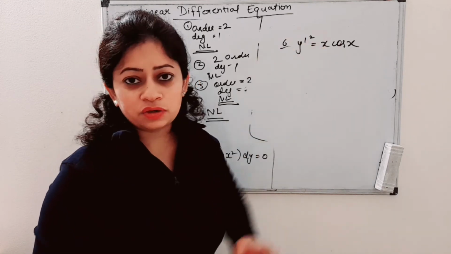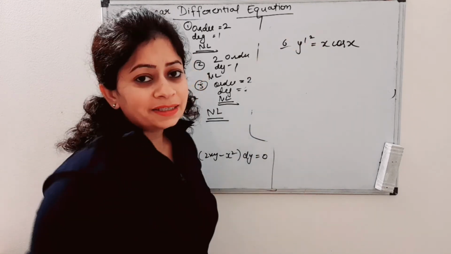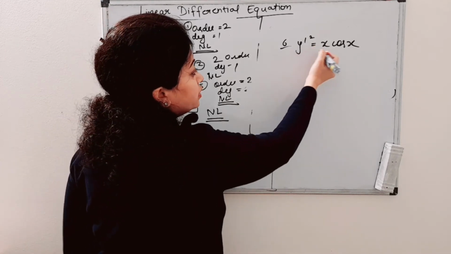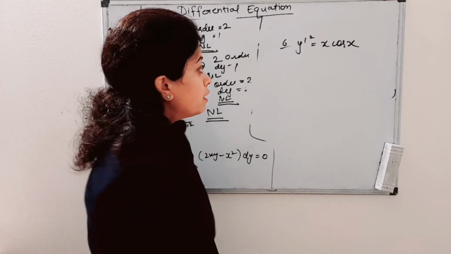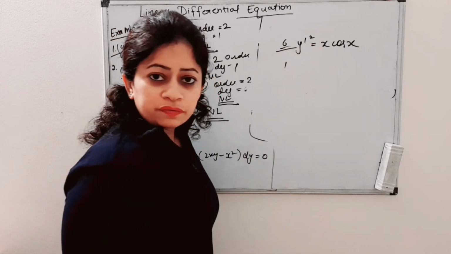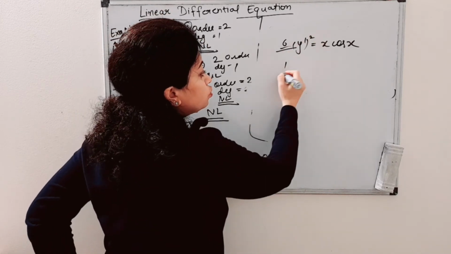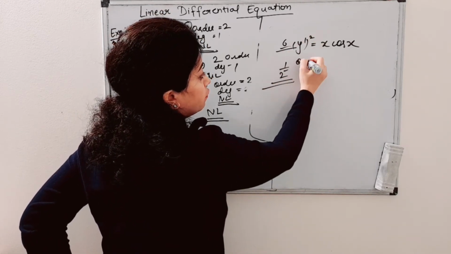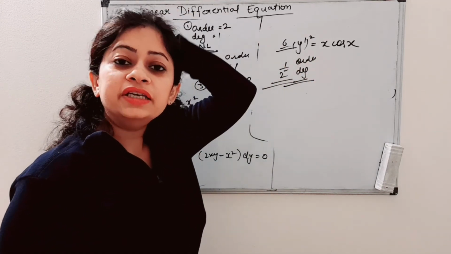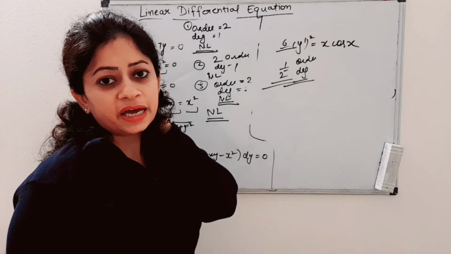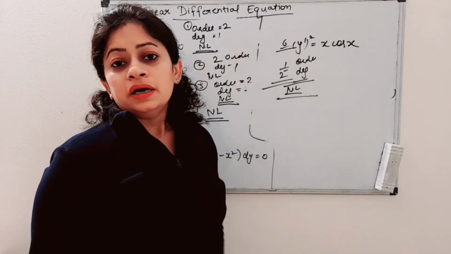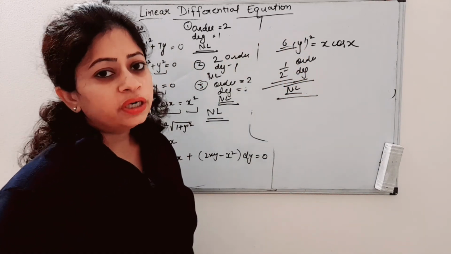We will not check this x cos x, because x is the independent variable. So here we have y dash square is equal to x cos x. What is the order? Order is 1, because the highest derivative is 1, and the power is 2, so degree is 2. Order 1, degree 2. Is this linear or non-linear? This is non-linear. Why? Because it has a power of a derivative.